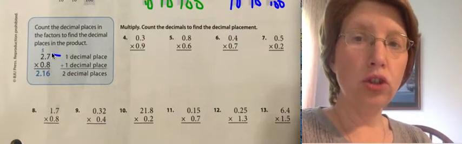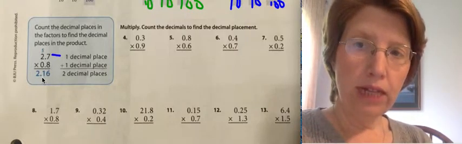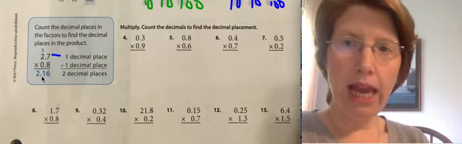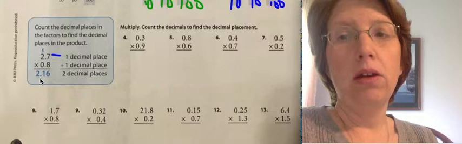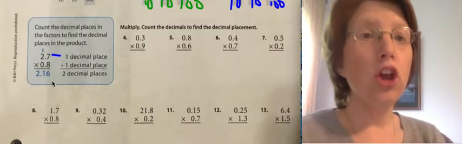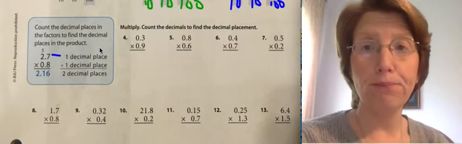So that makes 2 decimal places. So in their answer, they moved the decimal place over twice, going that way, and put the decimal there. Don't bring it straight down when you multiply. You bring it straight down when you add and subtract, but not when you multiply, okay?